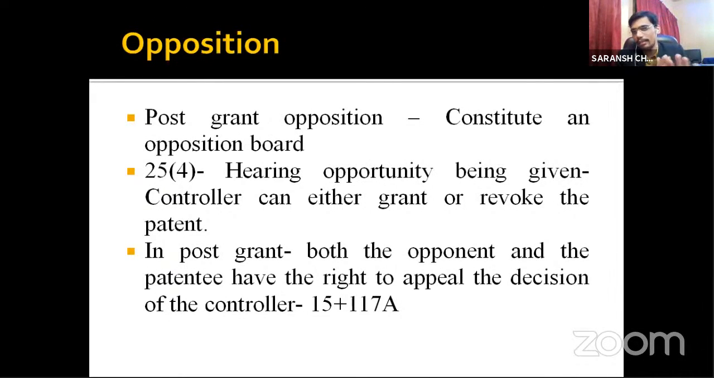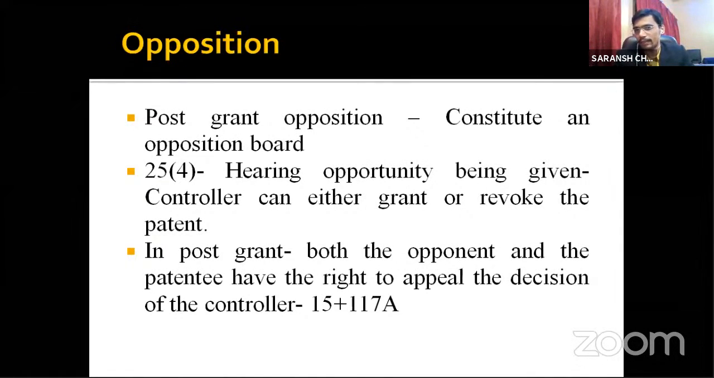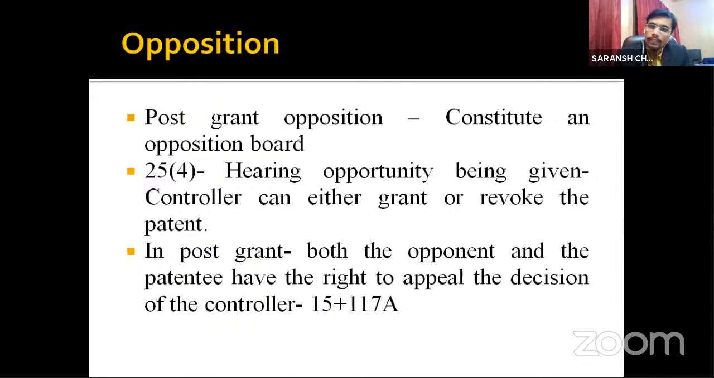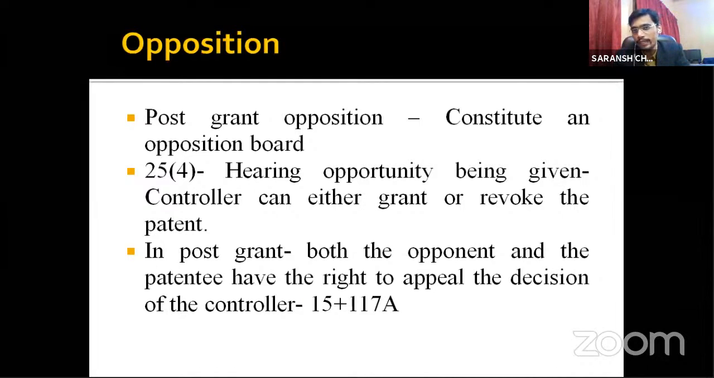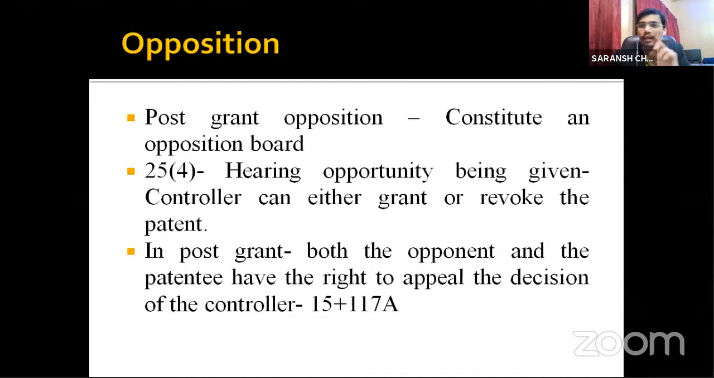Again, explaining in one line. Pre-grant opposition. Suppose A filed a pre-grant opposition against B. B is an applicant, a patent applicant. Let's say A won, B lost. Hence, B, a patent applicant, can go through section 15, since the order of revoking the patent right of B will be an order under section 15, hence appealable under 117A.